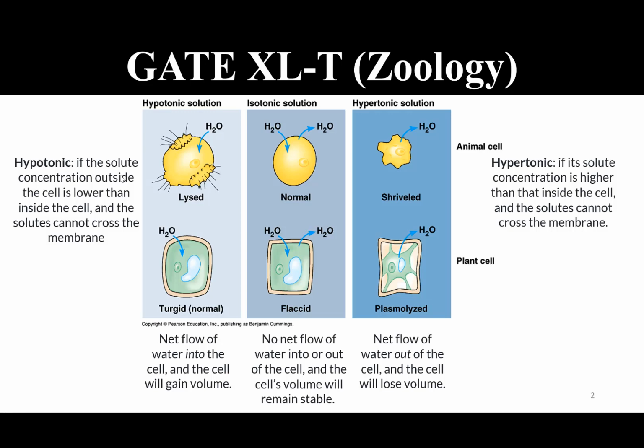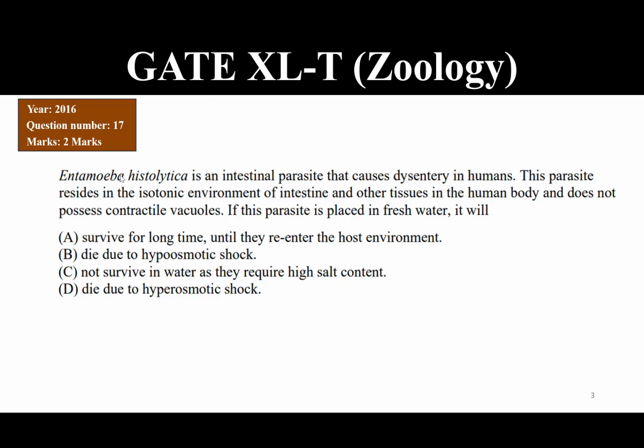Now, if you place a cell which otherwise resides in isotonic solution, that means it likes to be in a stable condition, and move it to a freshwater condition, then it will face a hypotonic solution, and therefore the water will move inside the cell and the cell will start gaining volume, become more turgid. So if you want to answer this question, then you need to look into the options and find which one says that it is gaining water.